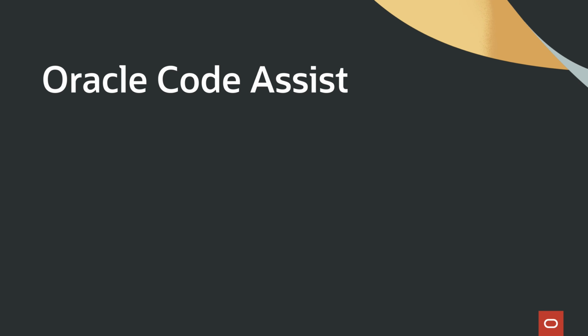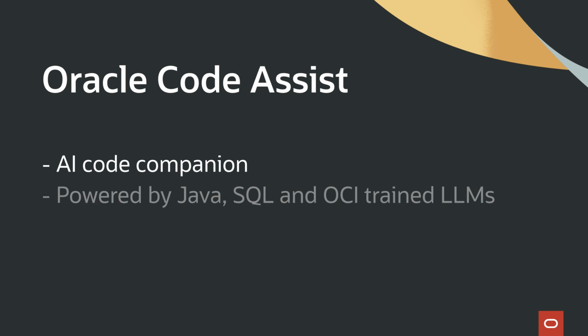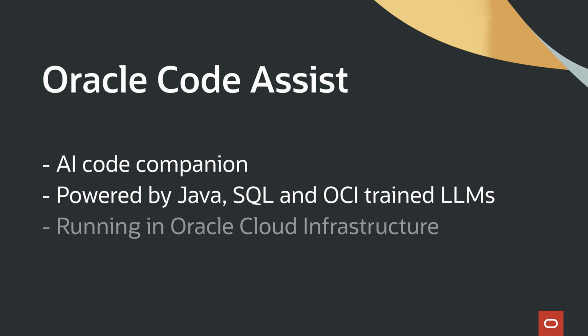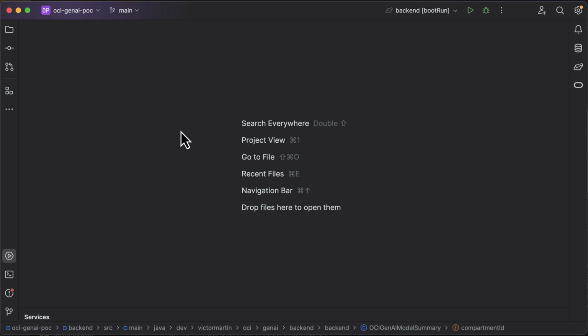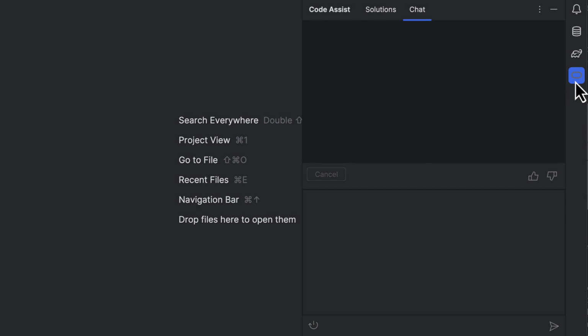This demo showcases Oracle Code Assist, an AI code companion powered by Java, SQL, and OCI-trained large language models running in Oracle Cloud Infrastructure. You can access Oracle Code Assist within IntelliJ IDE by clicking on the Oracle logo.